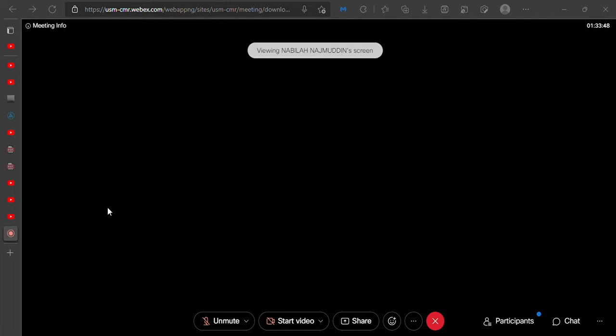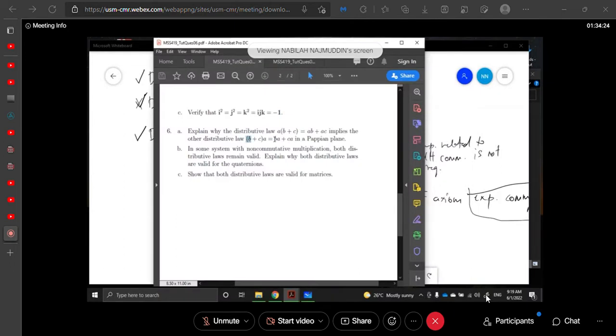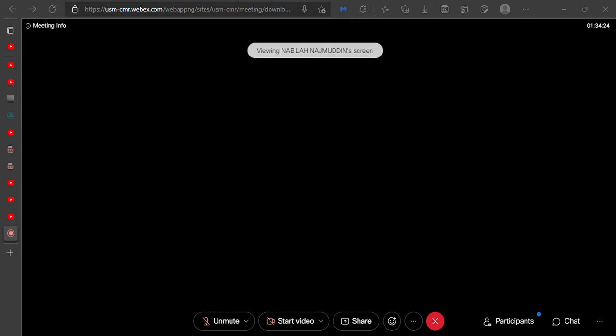This one you can find in the notes, because it is just division. Okay, to show the distributive laws for matrices, you just need to show this one. Okay, so that's all for the tutorial.